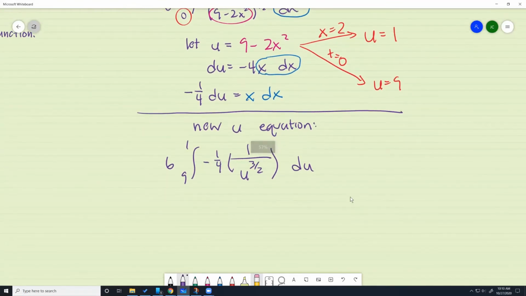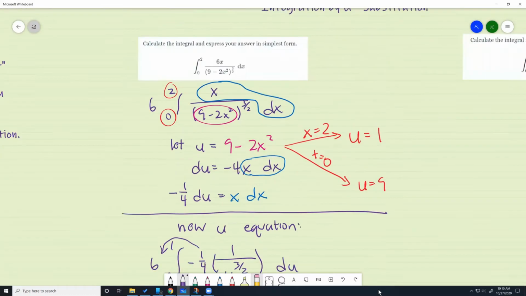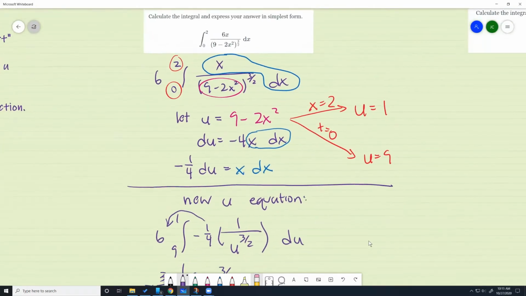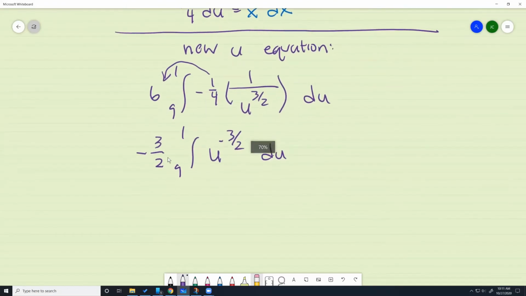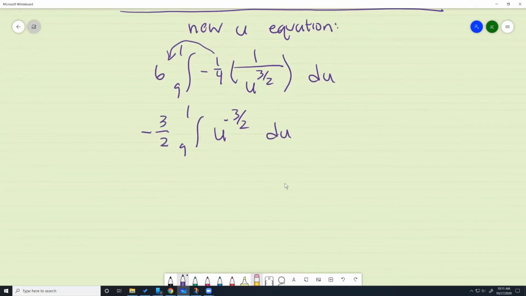Okay, I'm going to rewrite this equation so it's easier to take the integral. I'm going to factor out the -1/4 again. So 6 times -1/4 is -3/2. I'm going to rewrite this like that. So you can compare it and see the difference between the two integral equations, but this is much easier to solve.